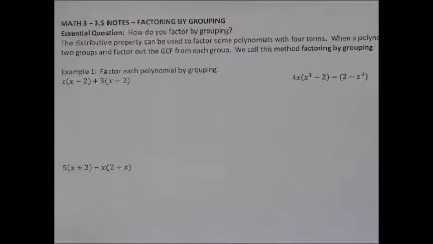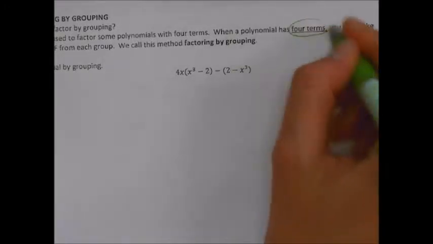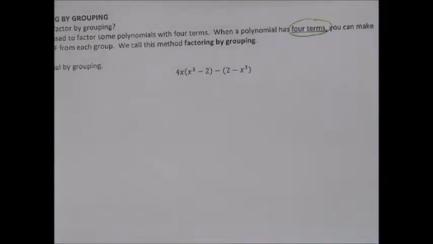Here we have 3.5, factoring by grouping. Our essential question, how do you factor by grouping? Now, factoring by grouping is nice because we use it when a polynomial has 4 terms, as the definition says right here. So when a polynomial has 4 terms, that's the key goal.